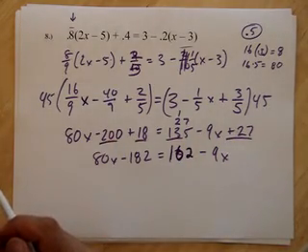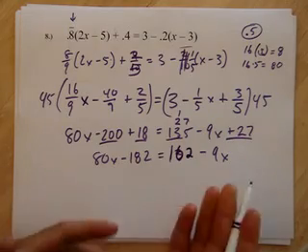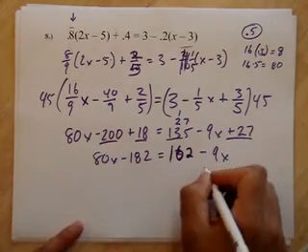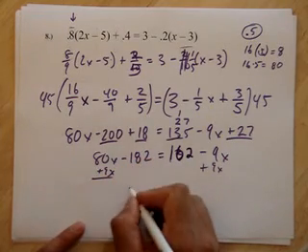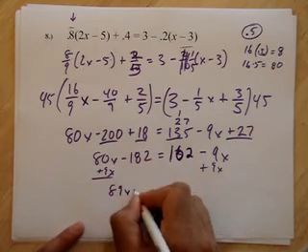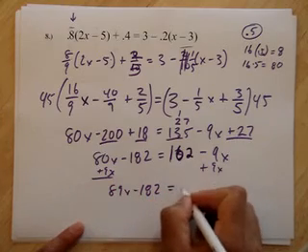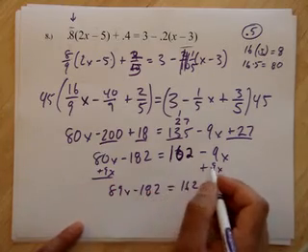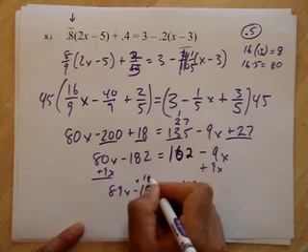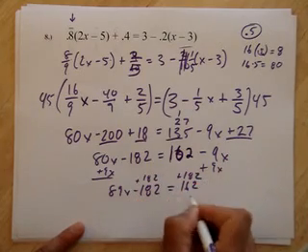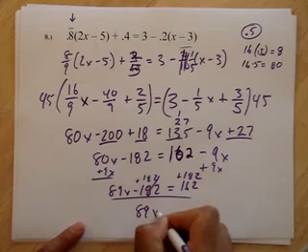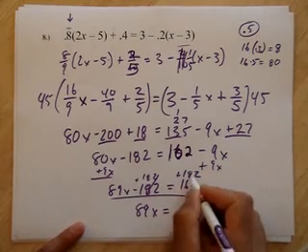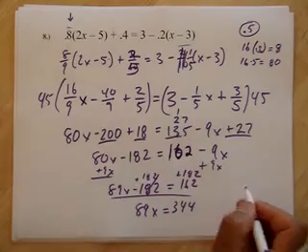So what can I do? Let's bring the x's over first. Add 9x over here, add 9x over here, right? I get 89x minus 182 equals 162. Let's add 182 to both sides. Plus 182, plus 182. What do I end up with? These guys are gone. I get 89x equals 344.